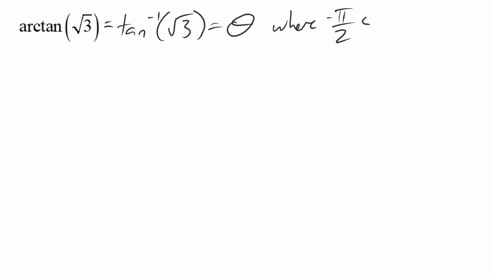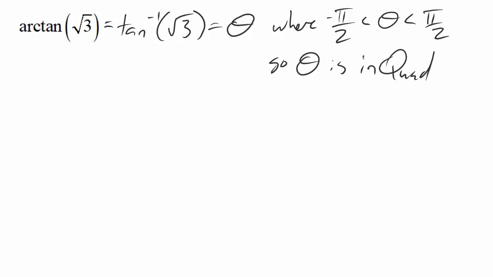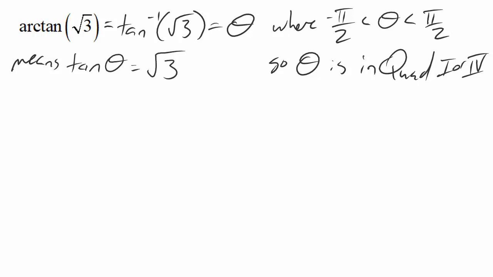In this case, it has to be between negative pi over 2 and pi over 2, which means that theta is going to be in either quadrant 1 or quadrant 4, depending on how this is all shaping up. Now, inverse tangent of the square root of 3 equals theta. Remember what this means is that the tangent of our angle theta is going to be equal to the positive square root of 3.